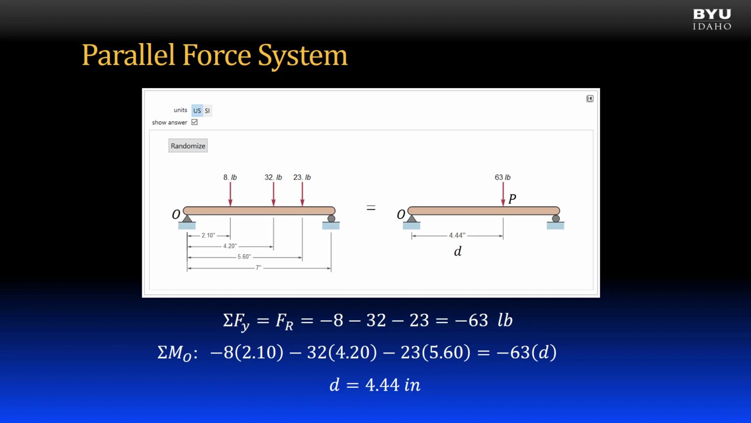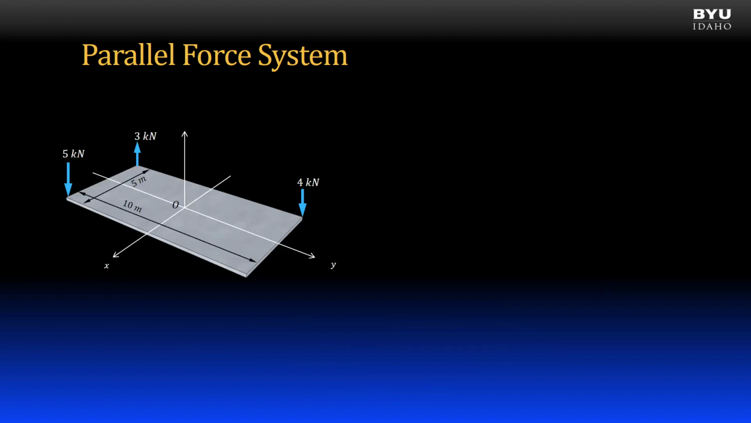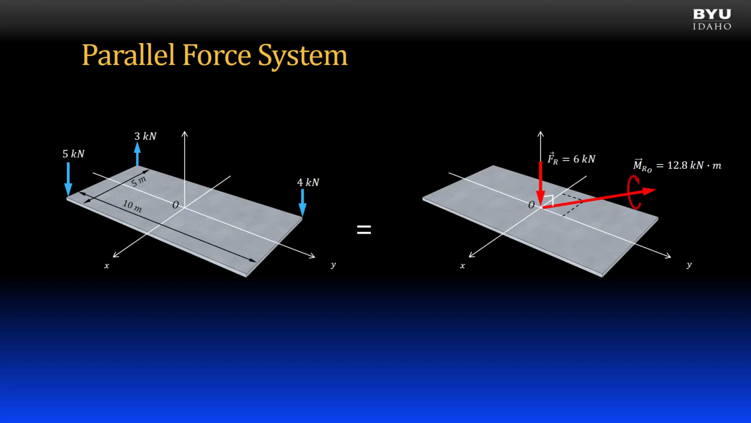Now this system is not just a parallel force system, but it is also a coplanar system, so this is similar to the previous example. However, parallel force systems can be 3-dimensional as well. Here a 5 meter by 10 meter plate is acted on by 3 vertical forces. I can simplify the system by finding the resultant force and a resultant moment acting at point O. The resultant force will also be vertical. The direction of the moment vector will be perpendicular to the resultant force, and therefore will be in the xy plane.